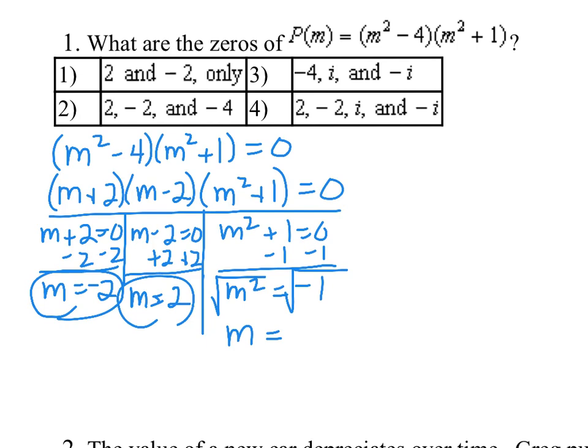So since that's an imaginary, let me just go back, and there we go. And I have plus or minus, because remember when we take a square root, we have plus or minus, and the square root of -1 is I. So then if you look at the 4 choices, we would have -2, +2, positive I, and -I, which would be choice 4.